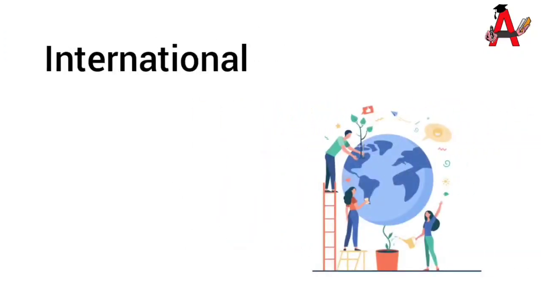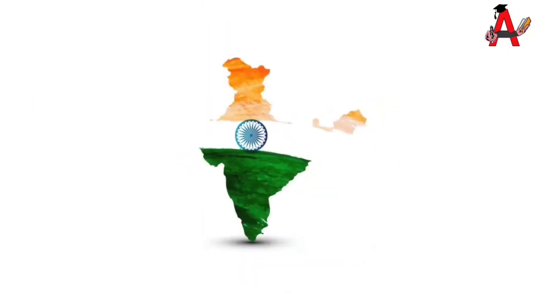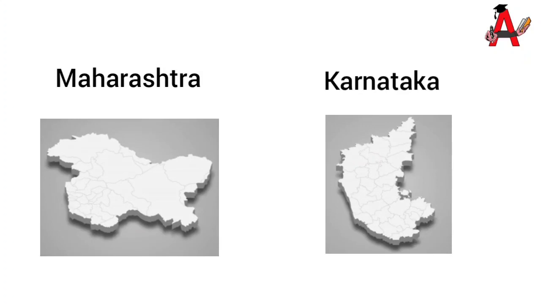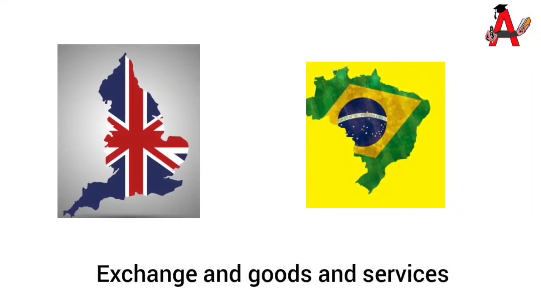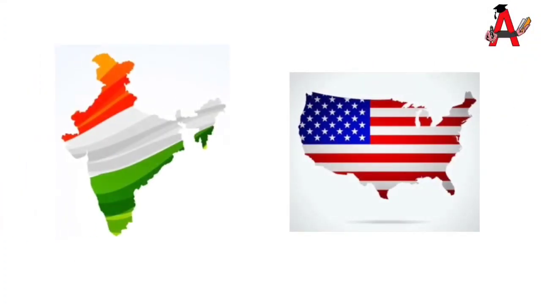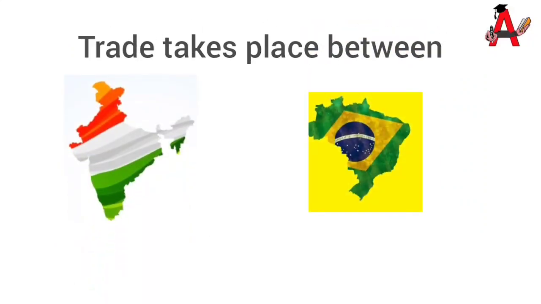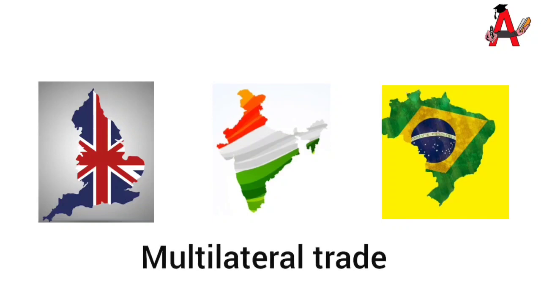Trade is also classified on the basis of the extent of the trade region, as domestic or international trade. Trade which takes place between different regions within the same country is known as domestic or internal trade, for example, between Maharashtra and Karnataka. International trade means the exchange of goods and services from one country with another, for example, India with USA. When trade takes place between two countries, it is bilateral trade, and when trade occurs between more than two countries, it is called multilateral trade.